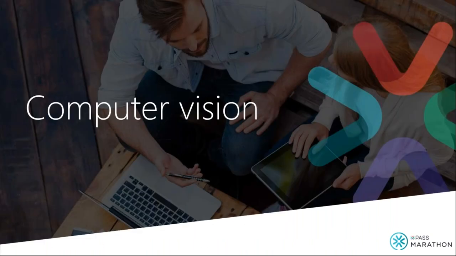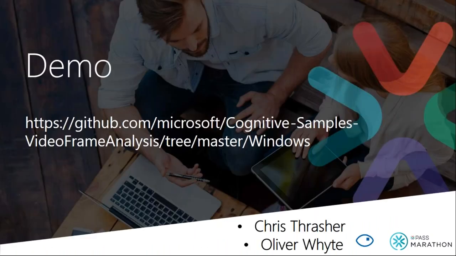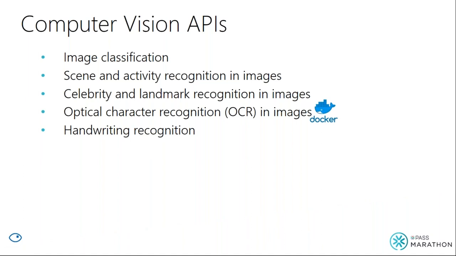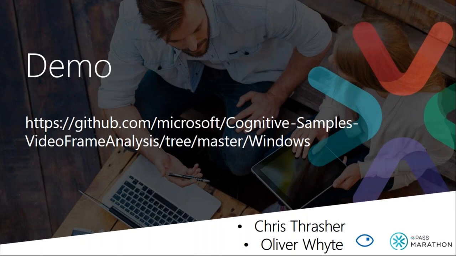Within computer vision, we're going to be able to tag pictures, identify celebrities or landmarks, and convert handwriting to computer text. And without further ado, we're going to jump into one of the demos. This information is publicly available in GitHub, and it has been built pretty much by Oliver and updated by Chris.